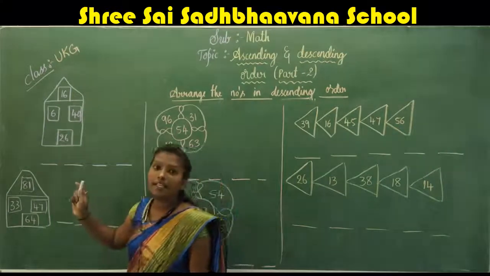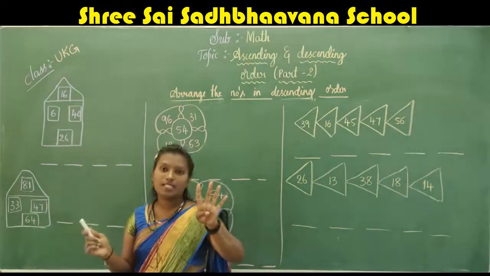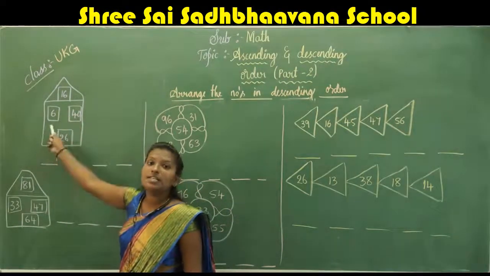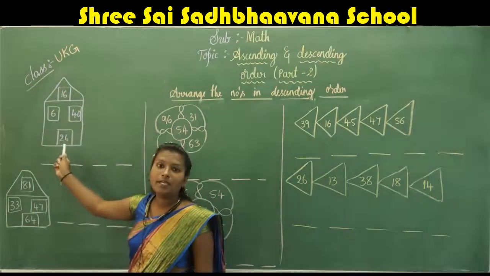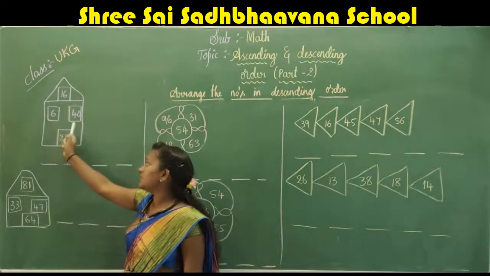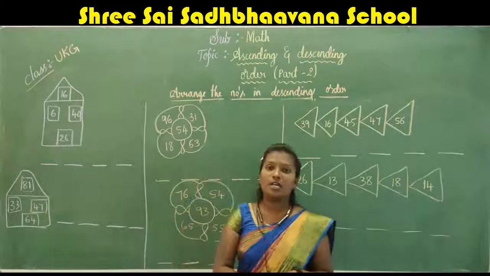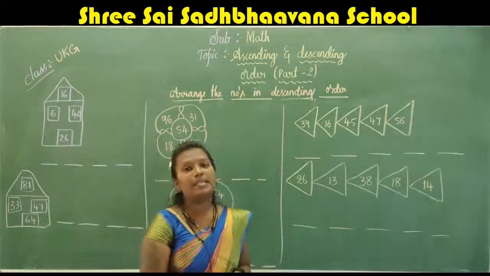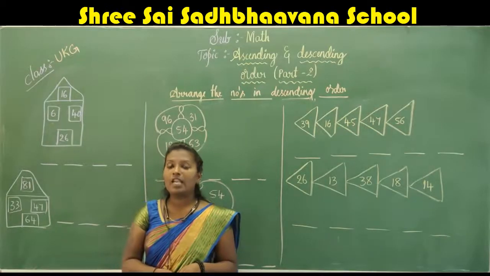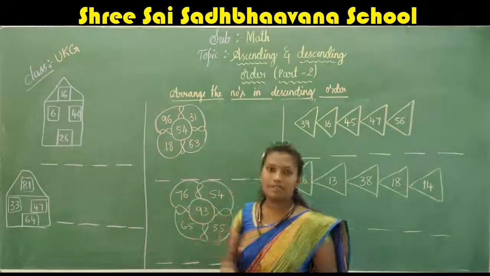Children, see here, they are given 4 numbers. How many numbers are given in the diagram? 4 numbers. The numbers are 16, 6, 40 and 26. Among these 4 numbers, the biggest number we have to write in the first place, and the smallest number we have to write in the last place.